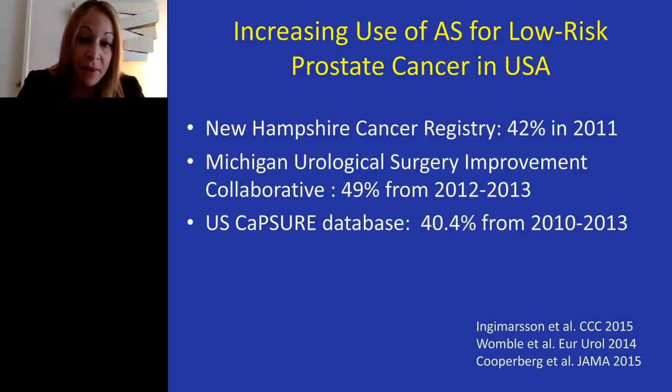Recent data from New Hampshire in 2011 showed 42% of low-risk patients getting active surveillance. In Michigan, from 2012 to 2013, 49% of low-risk patients received active surveillance. And in the U.S. CaPSURE database, which is a nationwide database, 40.4% of patients from 2010 to 2013 with low-risk prostate cancer were receiving active surveillance.